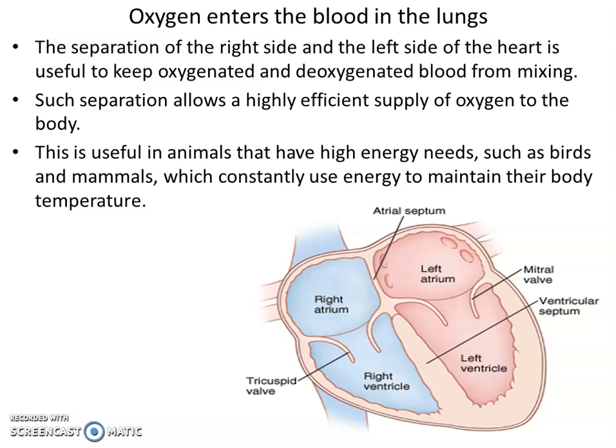Okay, so to maintain the body temperature, animals which include the birds and mammals, they require an efficient supply of oxygen. Why is an efficient supply of oxygen needed for energy? Only then can cellular respiration happen. It produces energy. So oxygen is very important. It has to efficiently reach the cells to produce energy, and this energy is constantly used.